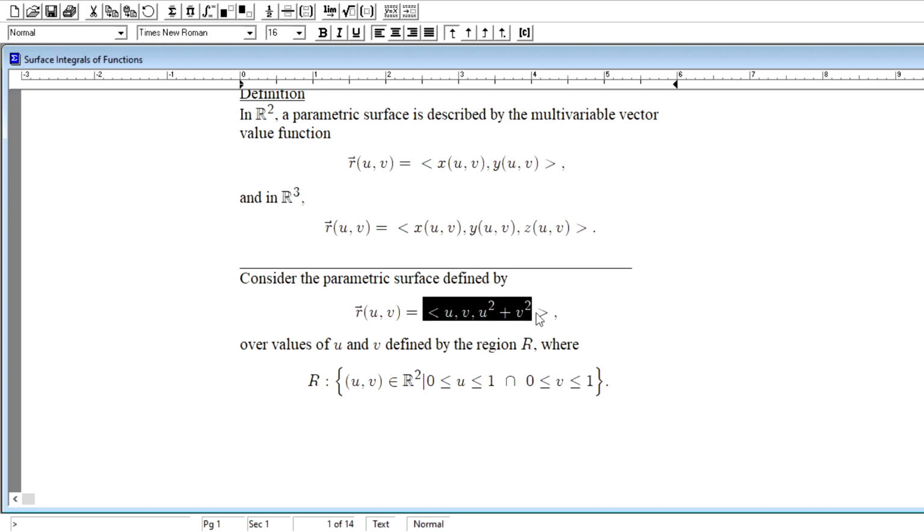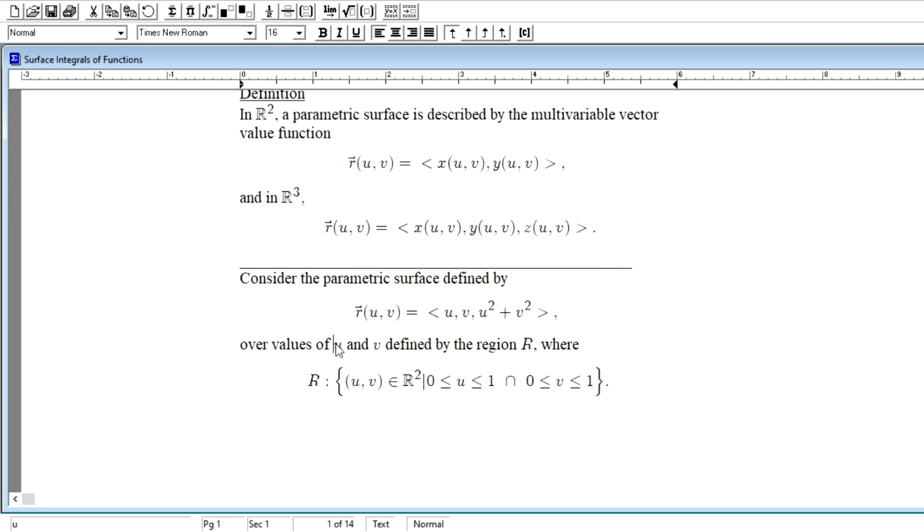Here, this surface is going to exist in three dimensions, an x dimension, a y dimension, and a z dimension, where in the x dimension we have a multivariable function of u and v that is strictly dependent upon u. It's u. y is a multivariable function of u and v, which, however, is strictly dependent upon v. And z is a multivariable function of parameters u and v that actually depends upon both u and v, where z is equal to u squared plus v squared.